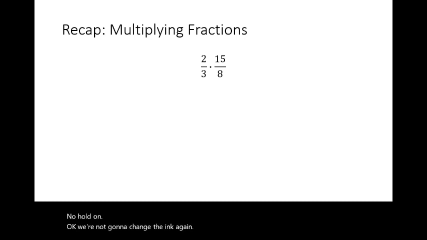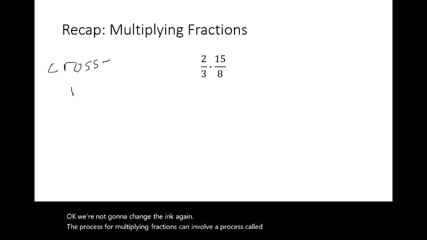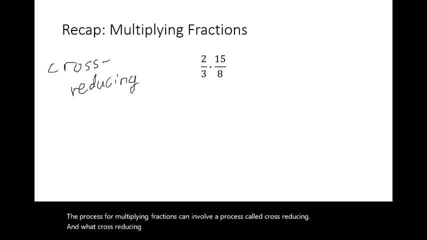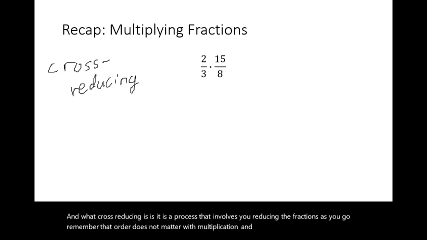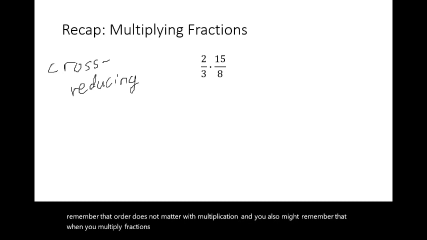The process for multiplying fractions can involve a process called cross-reducing. Cross-reducing is a process that involves you reducing the fractions as you go. Remember that order does not matter with multiplication. And you also might remember that when you multiply fractions, you do not need a common denominator. All you have to do is multiply the two numerators together and then multiply the two denominators together.